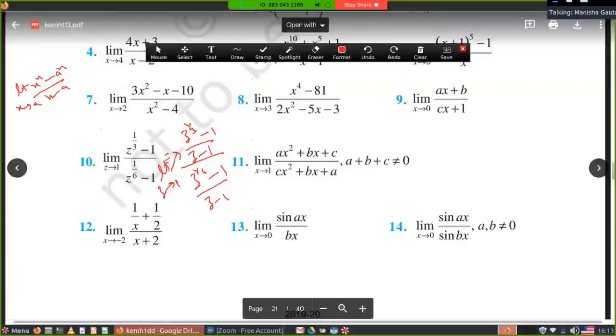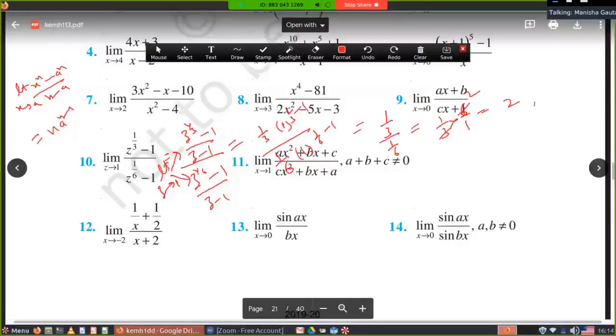When you apply it on the numerator and the denominator, the formula is n a to the power n minus 1. Here n is 1 by 3, 1 to the power 1 by 3 minus 1. In the denominator it is 1 by 6, 1 to the power 1 by 6 minus 1. So the answer will be 1 by 3 divided by 1 by 6, or you can say 1 by 3 into 6 upon 1. This is 2. The answer is 2.